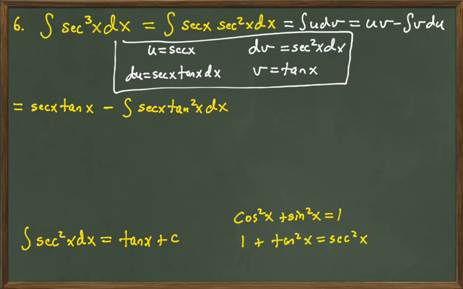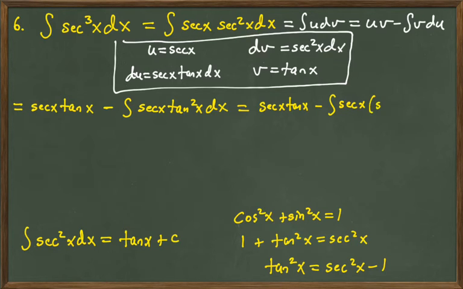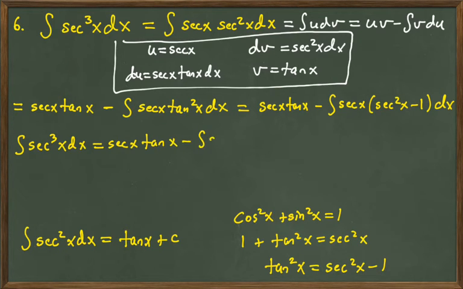Okay, if we solve this for tangent squared, tangent squared is equal to secant squared x minus 1. So we're going to make that replacement. So this becomes the secant x tangent x minus the integral of secant x times secant squared x minus 1 dx. Now the integral of secant cubed x is equal to secant x tangent x minus the integral of secant cubed x dx.